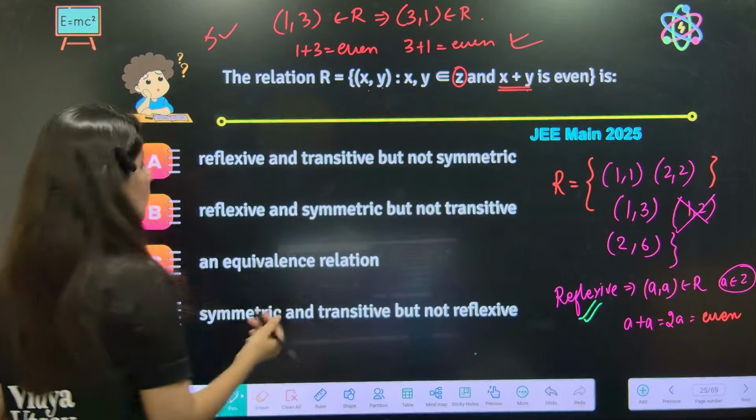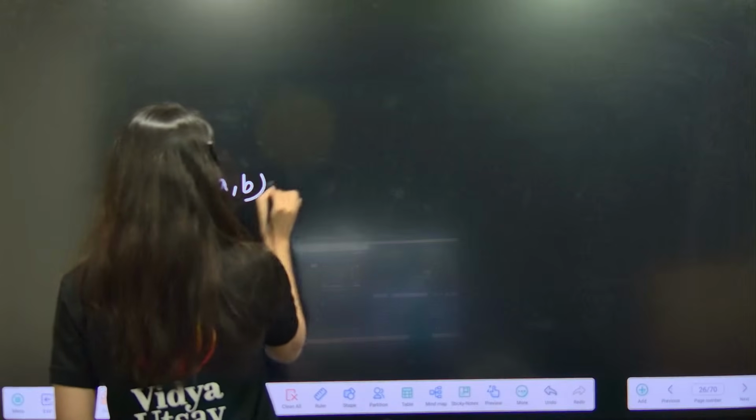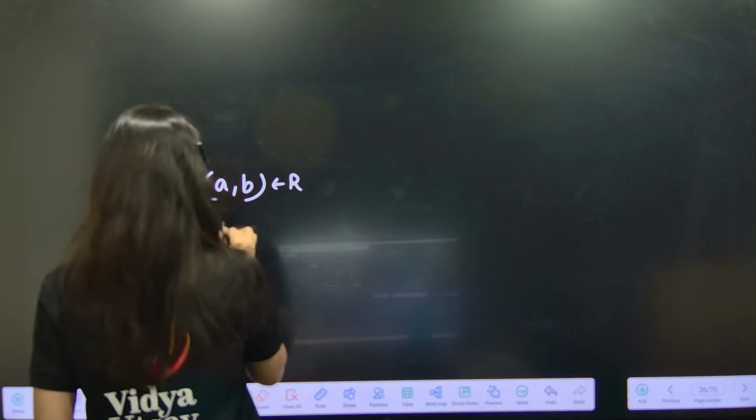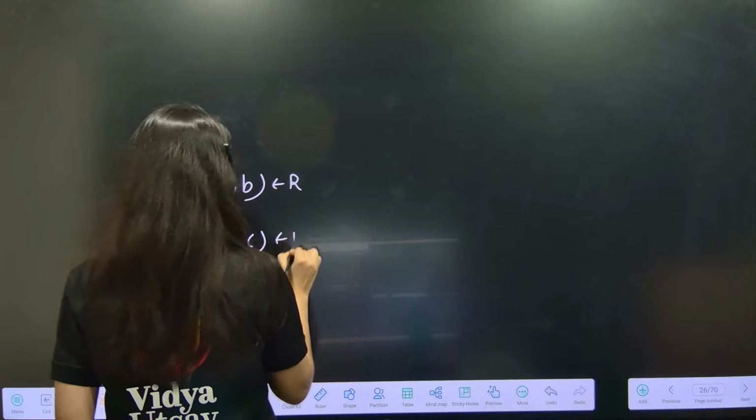And if I talk about transitivity, it will also happen. See, (a,b) is sitting inside your relation and (b,c) is sitting inside your relation.